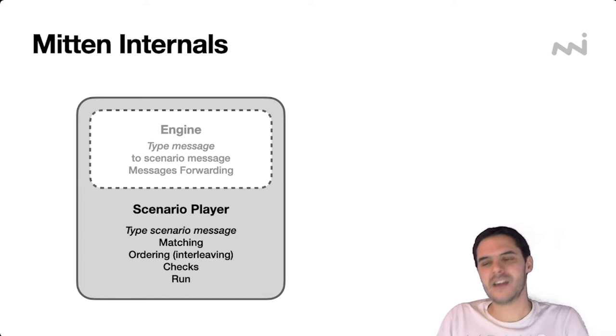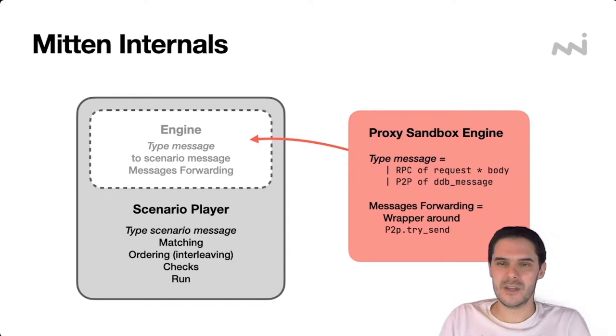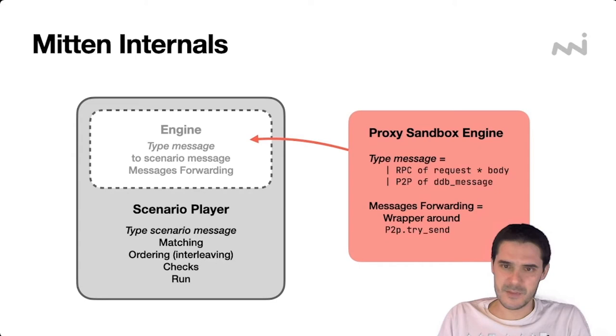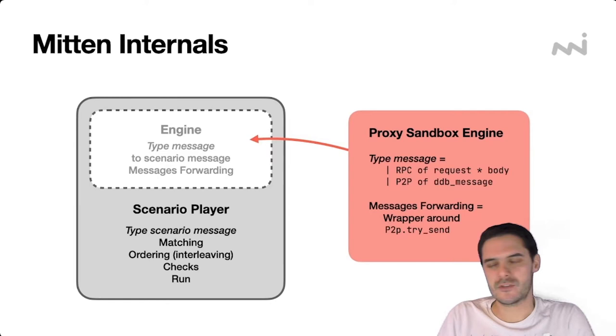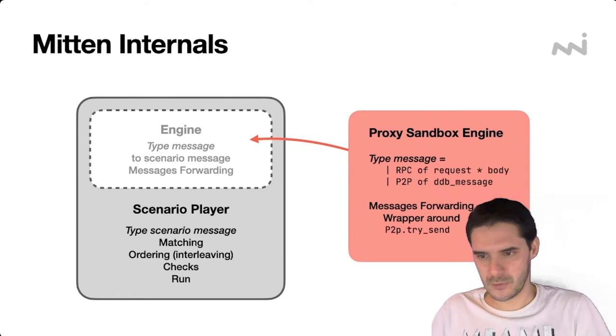So there are two engines right now in Mitten. The first one being a proxy sandbox engine, where the messages are either RPC messages, RPC request bodies, or P2P messages, which contain messages from the distributed database of Tezos that are exchanged between the nodes. The forwarding of messages is just a big wrapper around the same function of the P2P network. So if we want to send a message, we're basically just sending a message on the P2P network to the destination.